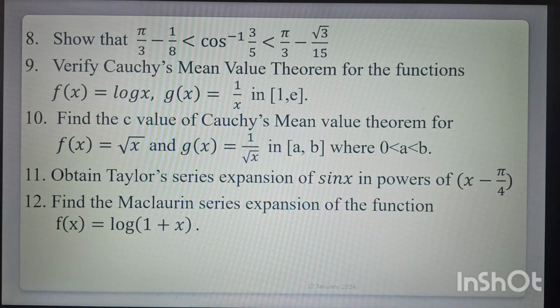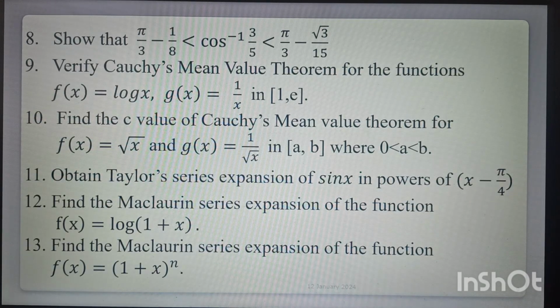So next one, find the Maclaurin series expansion of the function f of x is equal to log of 1 plus x. Okay, sometimes in the series expansion question, it is given as: write the series expansion in powers of x or in powers of x minus a. So powers of x minus a means Taylor series. Powers of x means Maclaurin series. Okay?